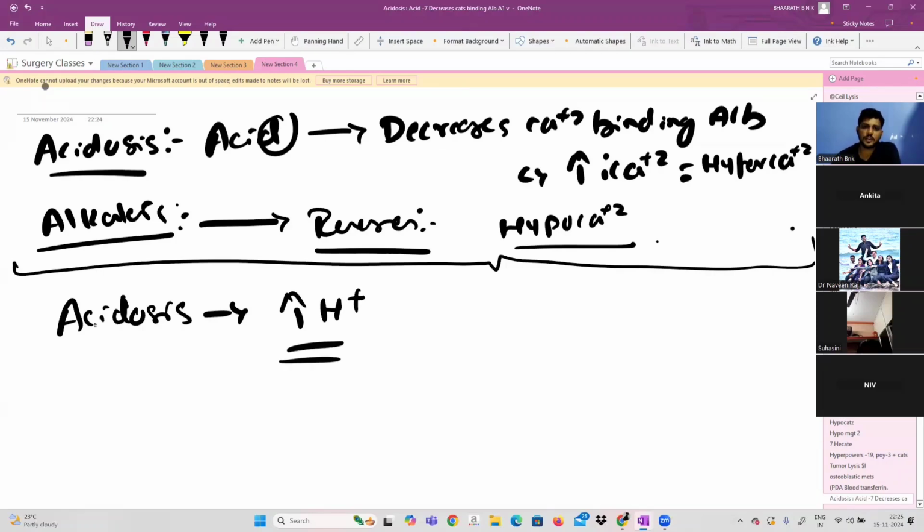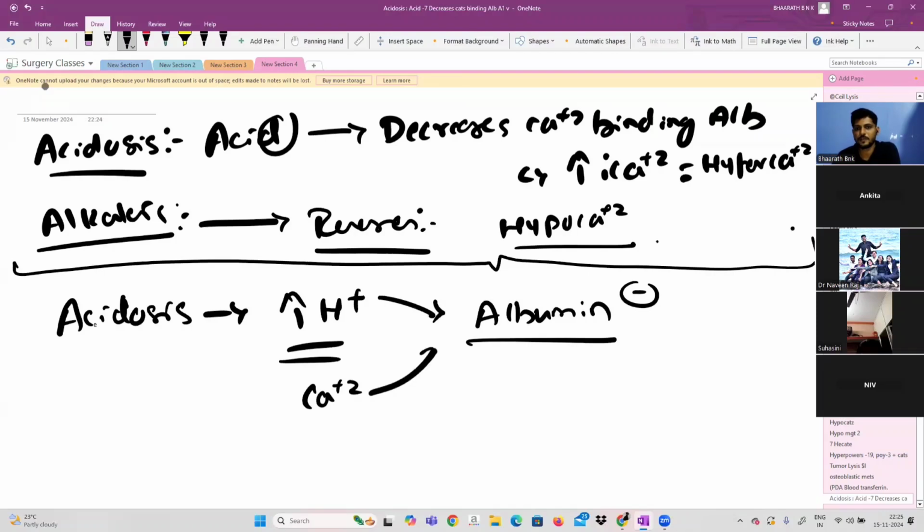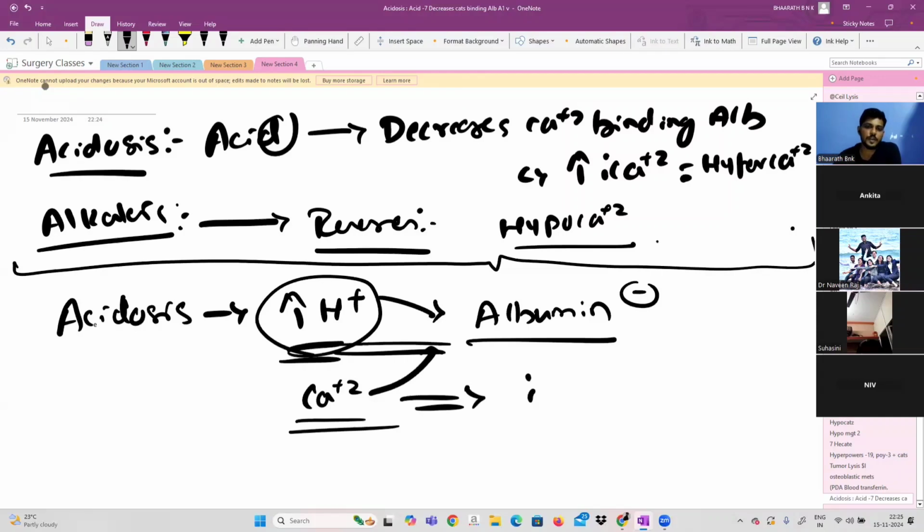Now H plus is a cation, calcium is a cation, albumin is an anion. So all the proteins are negatively charged. So these are cations, this is negatively charged. Both H plus and calcium fight to bind to the albumin. So whenever the H plus is more, most of the albumin will be taken by H plus. So the calcium cannot bind to the albumin. So the free calcium increases, and calcium exists in the form of ionized calcium.